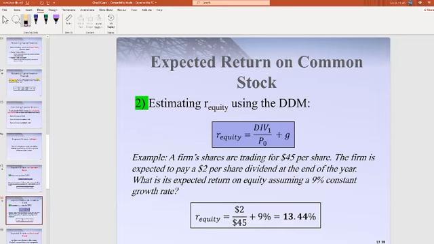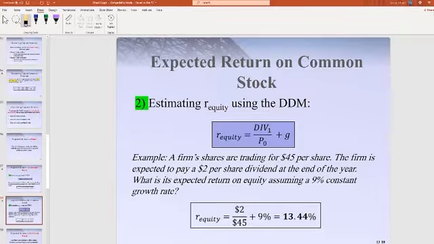The second method to estimate common stock return is this formula. We call it DDM, which is equal to dividends next year. So Dividends 1 means dividend next year, divided by the current price, plus growth.